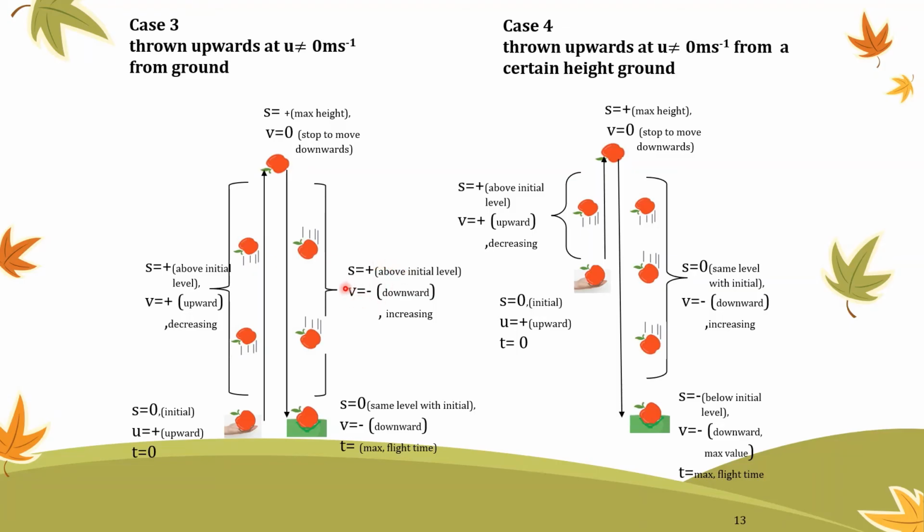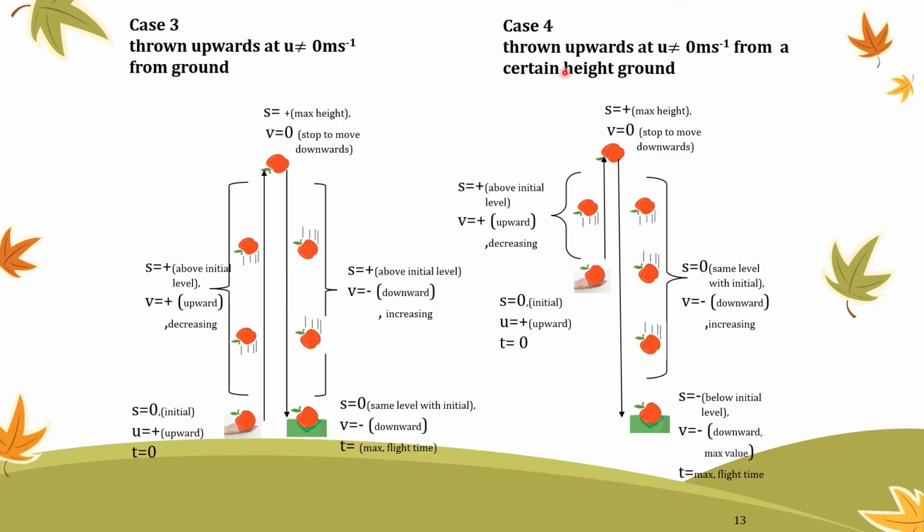And for v, the velocity will be negative and the magnitude of the velocity will increase. And as the apple hits the ground, the displacement will become 0. Why? Because it is at the same level as the initial apple. And the value of v is negative but maximum because it moved downward. And here, t we call the flight time. And t here is maximum.